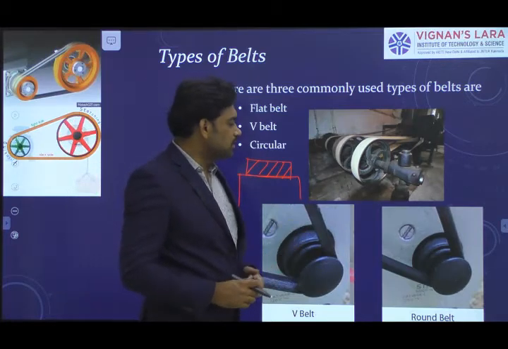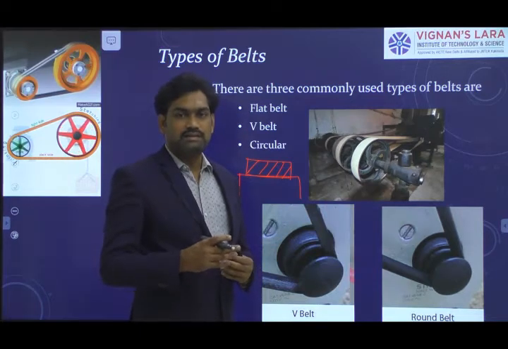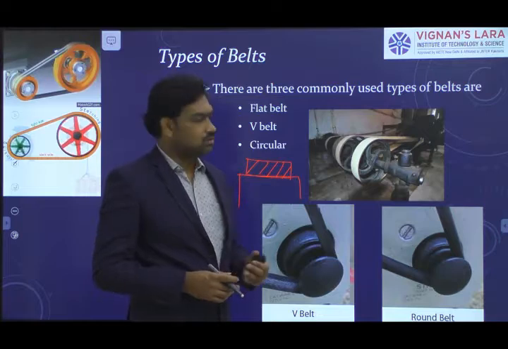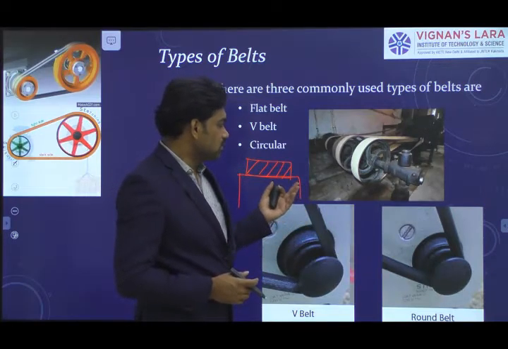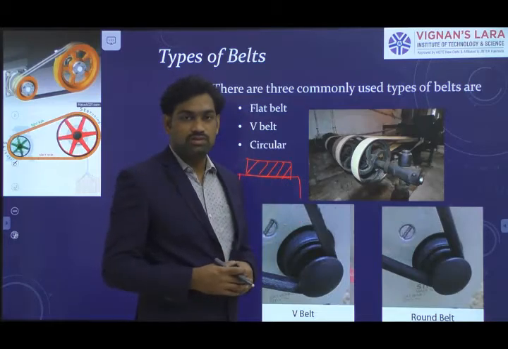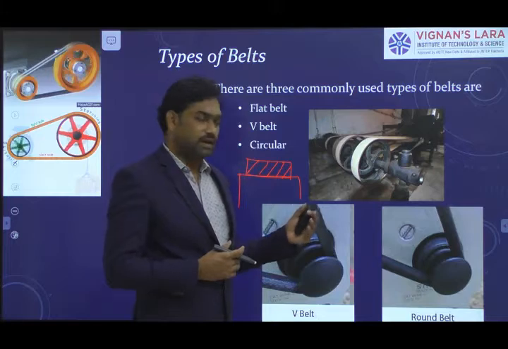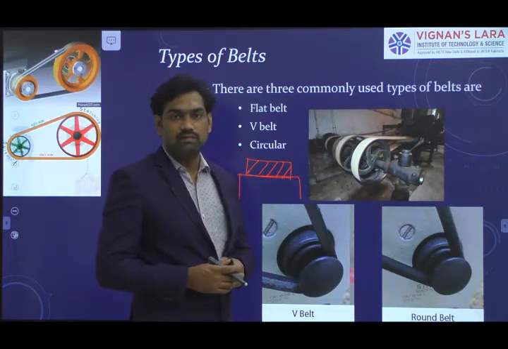Flat belts are used to transmit power where the distance between the two shafts is large, and the velocity is greater than 8 meters per second. So for a larger distance to transmit power between the two shafts, you can go with flat belts.